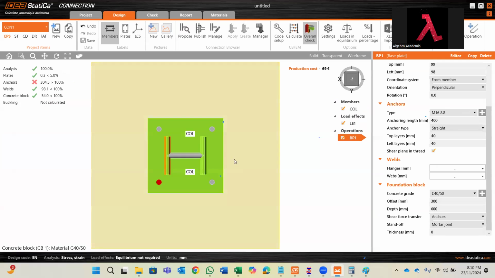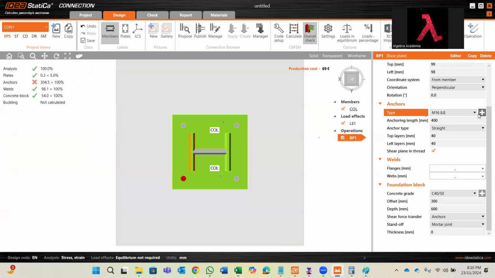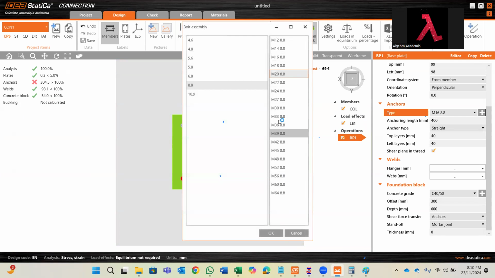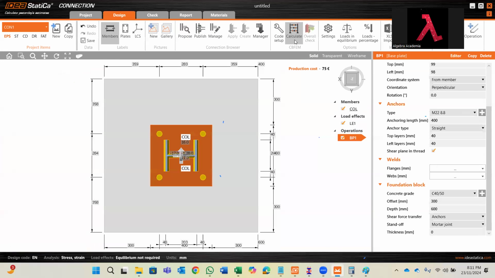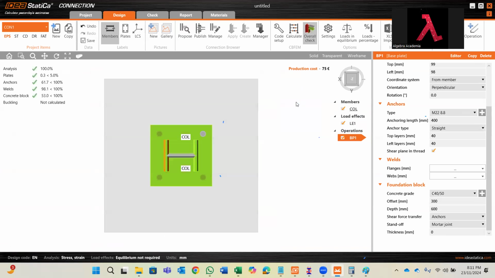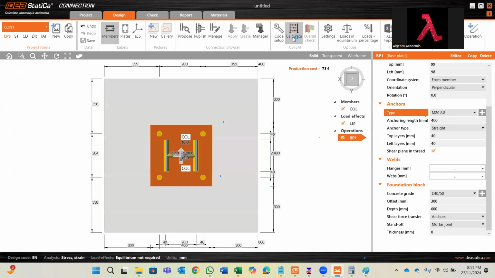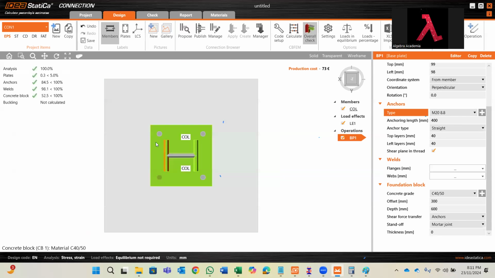So first I will change the anchor to 20. Let me see, like 22. Okay, let me run the calculation. If not, I will add an extra bolt. Fantastic. See, the moment I change the anchor to 20, let me change it to 20 again. See, 84.5 percent, correct? Yeah, 84.5 percent. And weld 98.1.